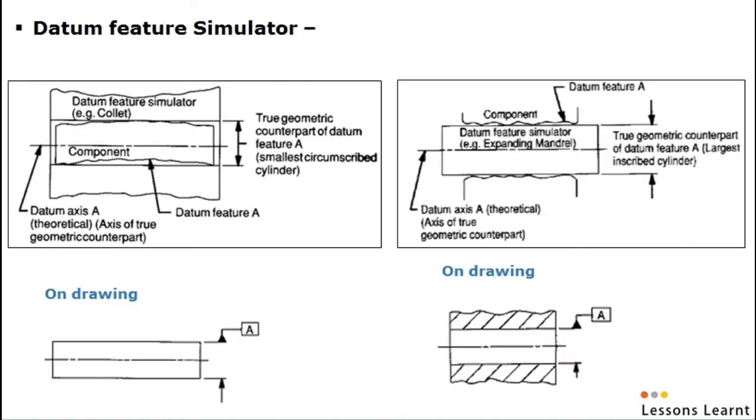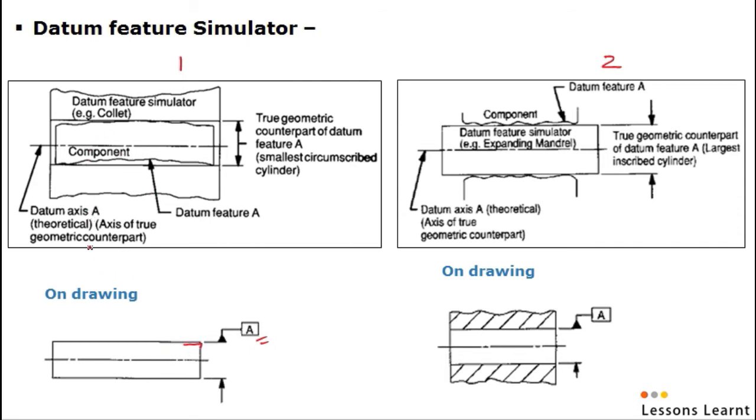Now we will see what is datum feature simulator. Here there are 2 images, or we can say 2 examples. This is the first example and this is the second example. In the first example we can see there is a component and there is a datum feature simulator. Before that we will see that on the drawing the component is shown like this. So datum is given to this surface of the component. So our component is here.